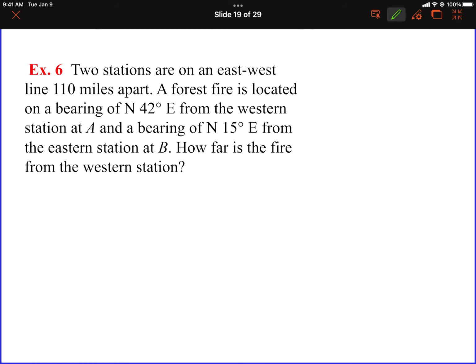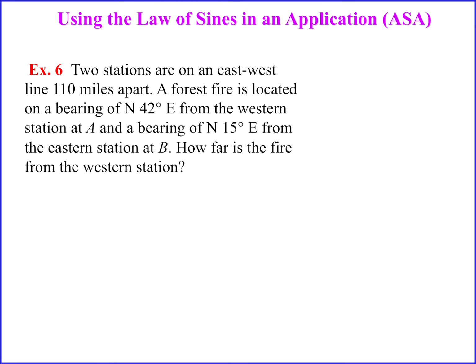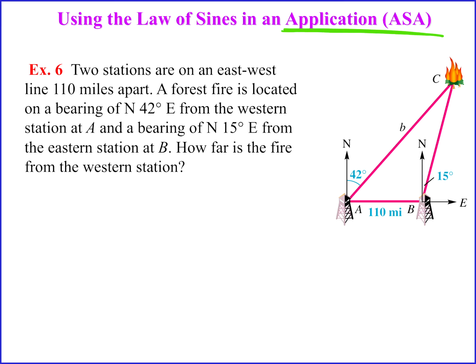So sometimes we'll have to find information by using an application. Sometimes it might not ask you for everything, it might just ask you for one thing. So in this case, it's telling me two stations are on an east-west line 110 miles apart. A forest fire is located at a bearing of north 42 degrees east from a western station A and a bearing of north 15 degrees east from B. So a picture. Sometimes pictures will be given like this and sometimes they won't. So just think about what this is. It tells us that two stations are 110 miles apart, right? So that's this down here.